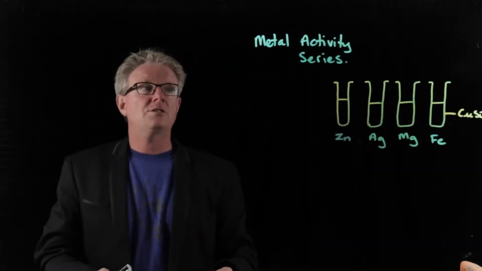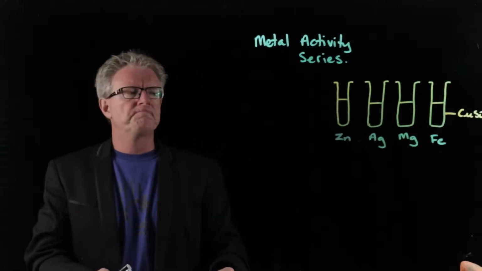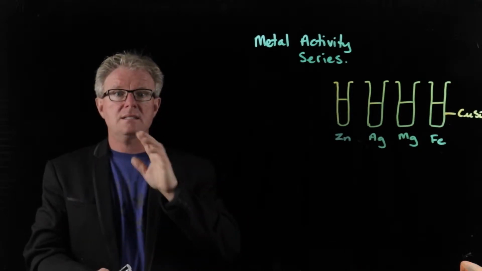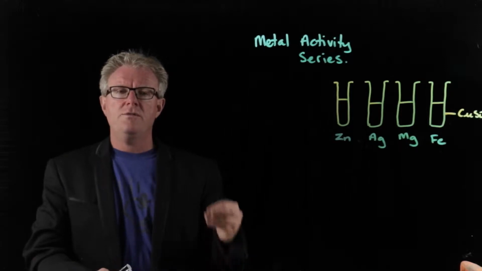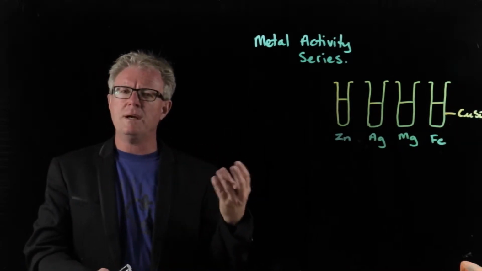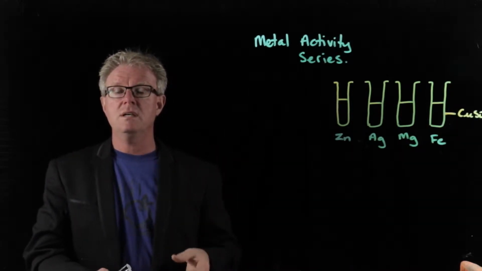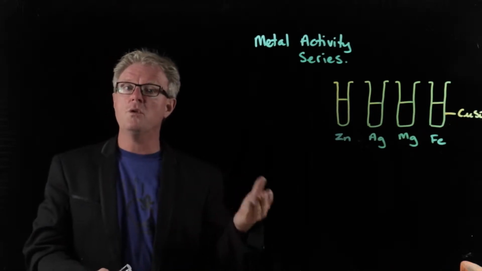Welcome to the fifth lecture on metal activity series. What we're going to be looking at here is the idea that different metals have different reactivities. If you have experienced this before, and if you think about some commonalities in terms of history, we understand that some metals are more reactive than others.